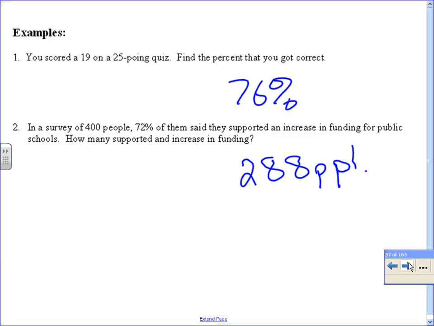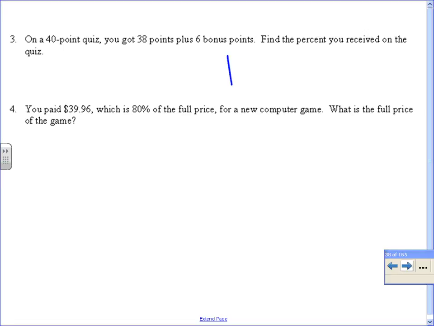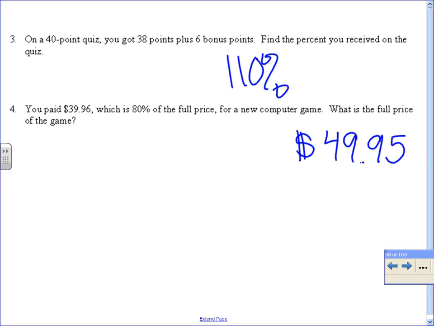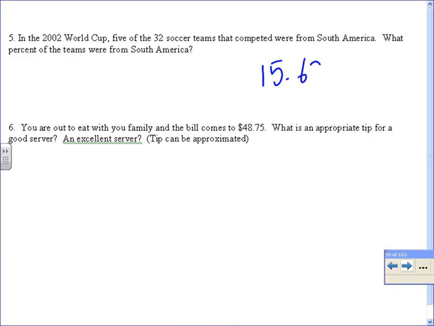Notes, page 11. Did you get to number 3? Donatus. Okay, Emma M, number 3. Good, 110%. Zach, number 4. Good, $49.95. Briar, number 5. Good job. Okay, now number 6, let's have a discussion about this.